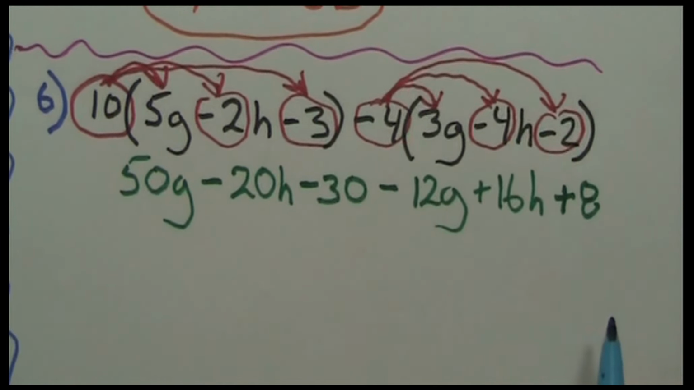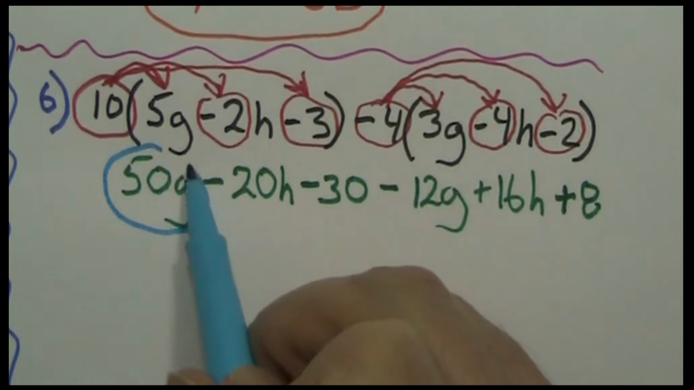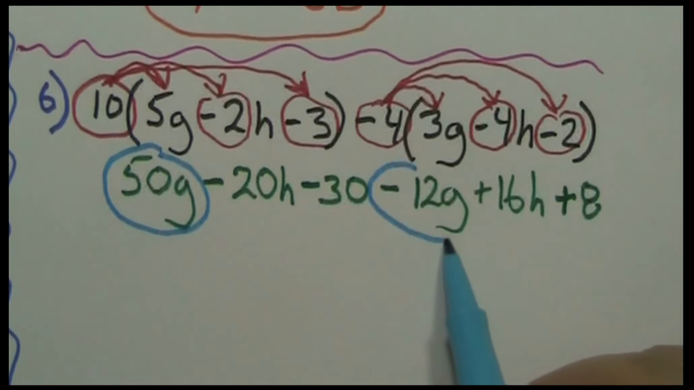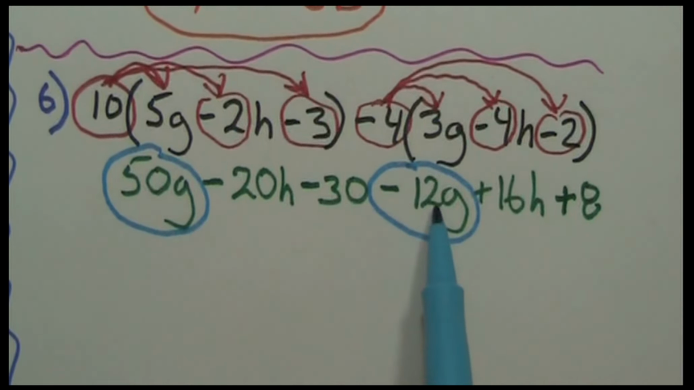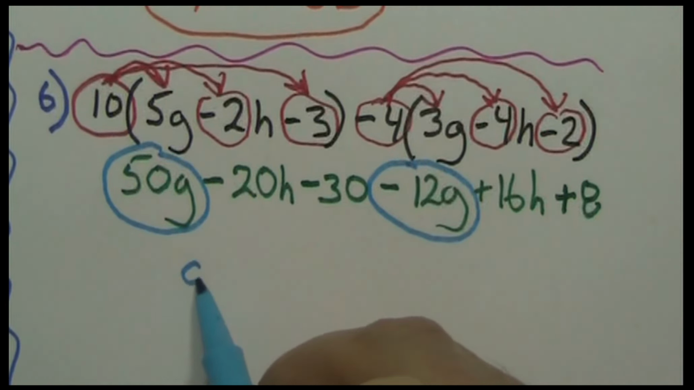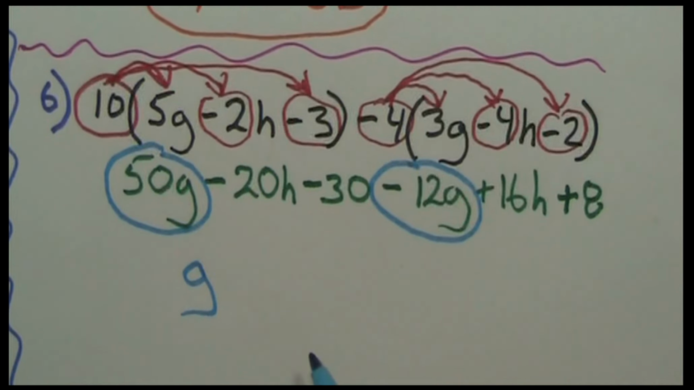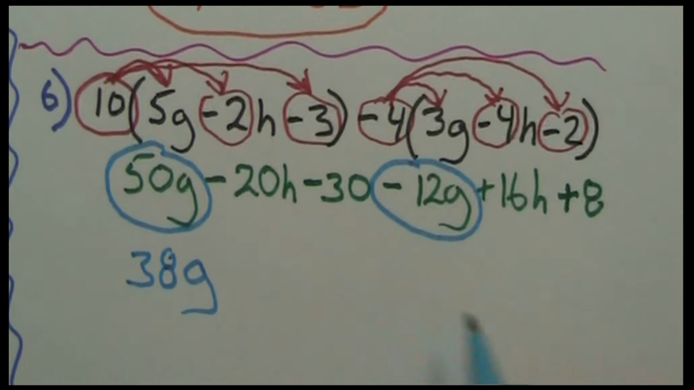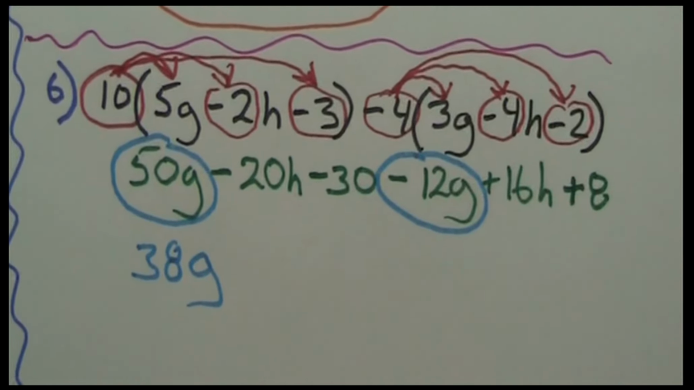All right, let's go alphabetical. Let's do letter G first. So I have 50G and minus 12G, negative 12G. So 50 and negative 12. 50 minus 12. Okay, so how many G's is that? 50 take away 12 would give us 38. 38 G's. And see, it's more positive. That's why it's positive 38G.